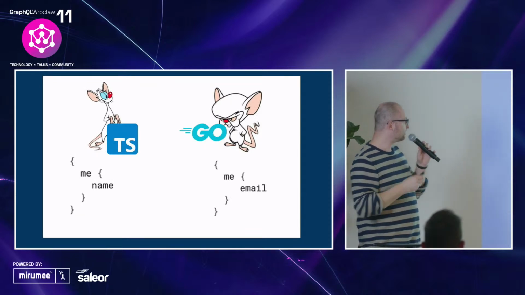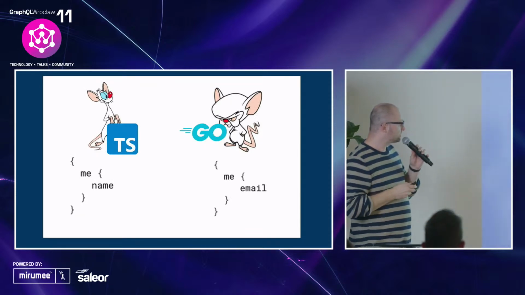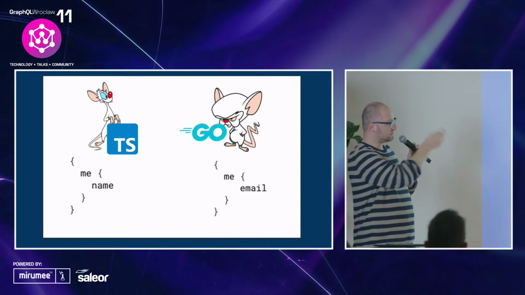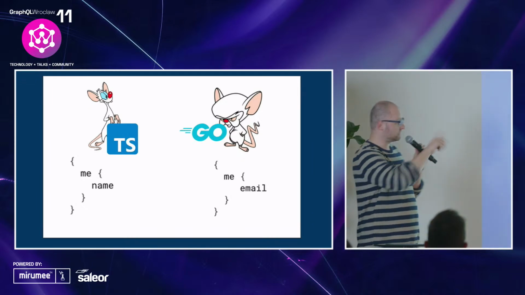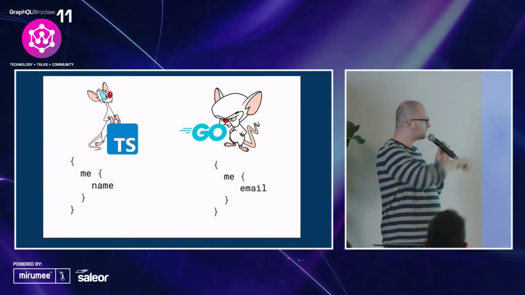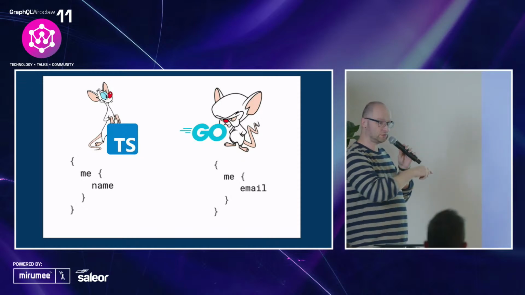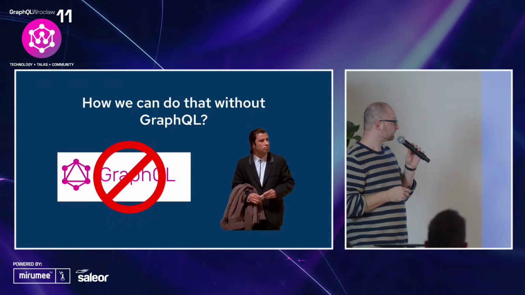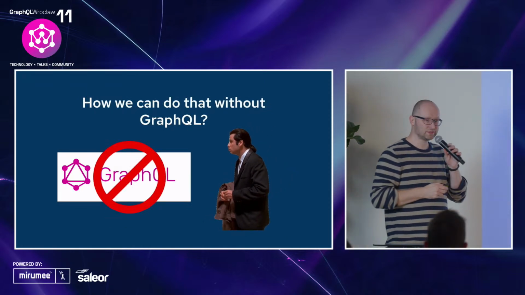Okay, so then what you're getting is that you're actually generating those different clients in TypeScript and Go. So this second user will have their Go client representing the query, and then the first user will have a TypeScript client representing the different query. So they've got very personalized SDKs for each. So how can we do that without GraphQL?